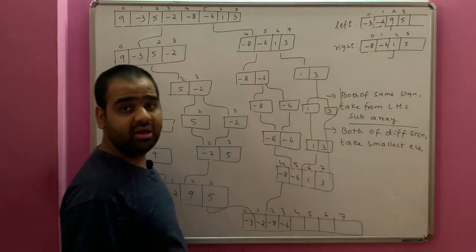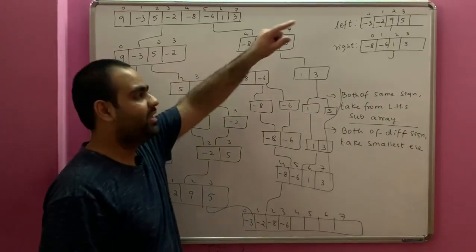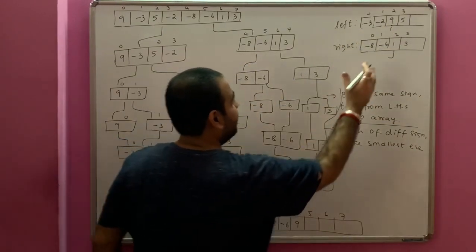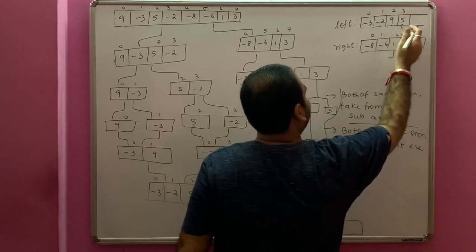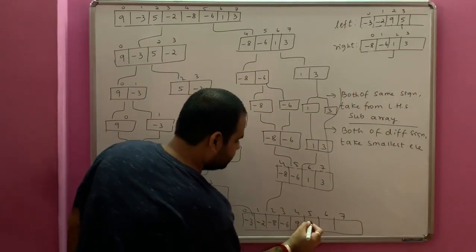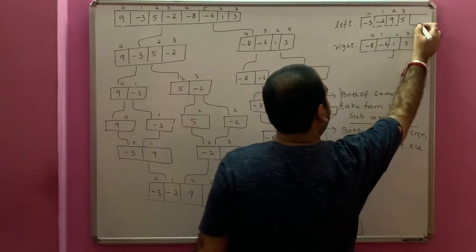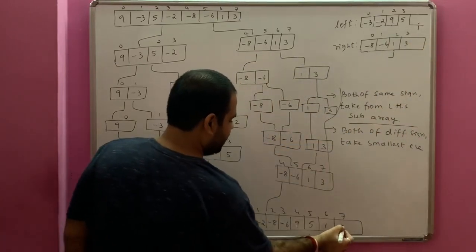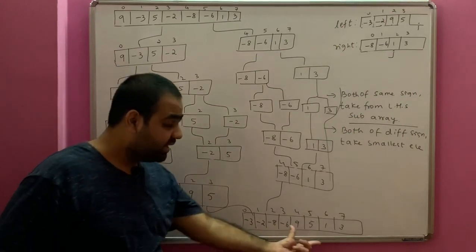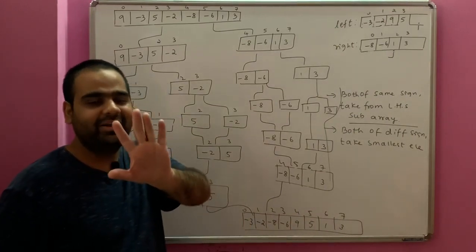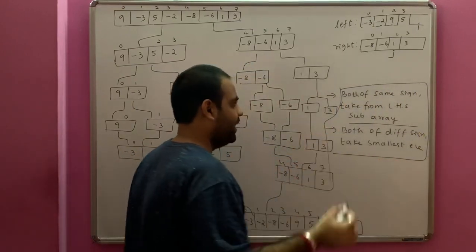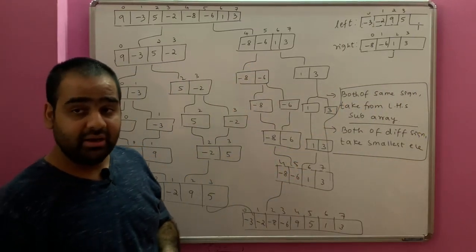Are 9 and 1 of the same sign? Yes, take from the LHS subarray. And what is from the LHS subarray? 9. And we say I plus plus. Are 5 and 1 of the same sign? Yes, take from the LHS subarray, which is 5. I plus plus. Now I reaches the end, whatever remains over here you write it, and you see that negative numbers and positive numbers are segregated with the order being maintained, and these two are the important points to maintain the order. Is that okay?